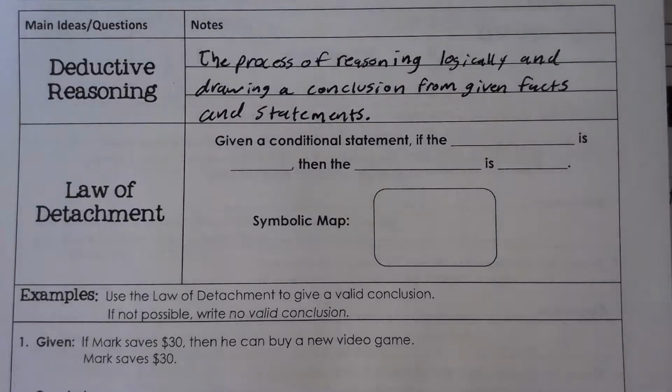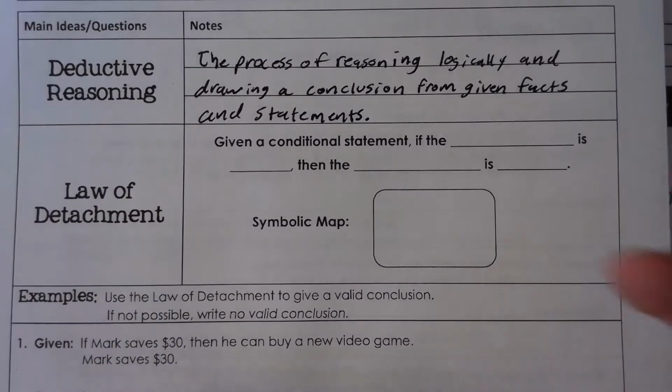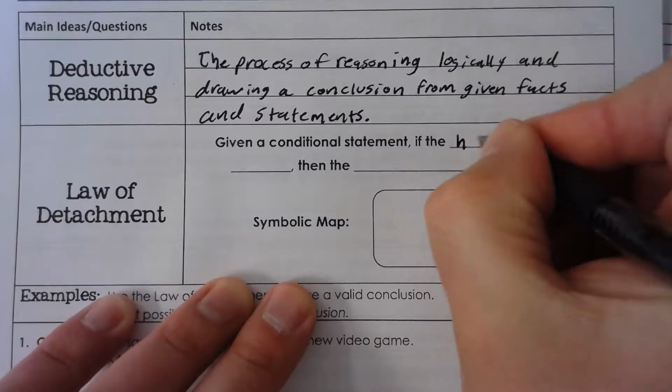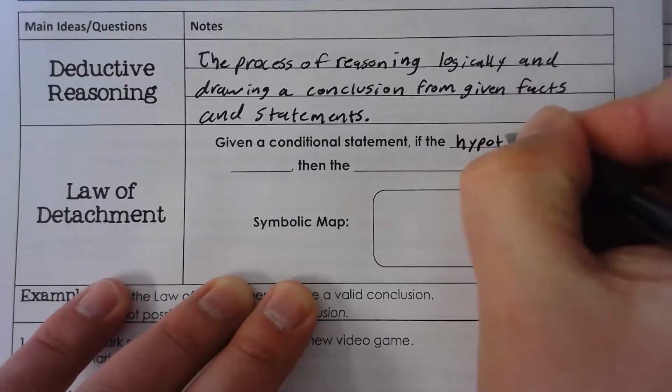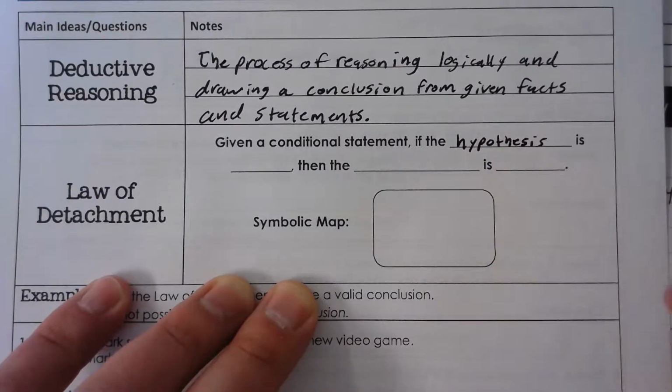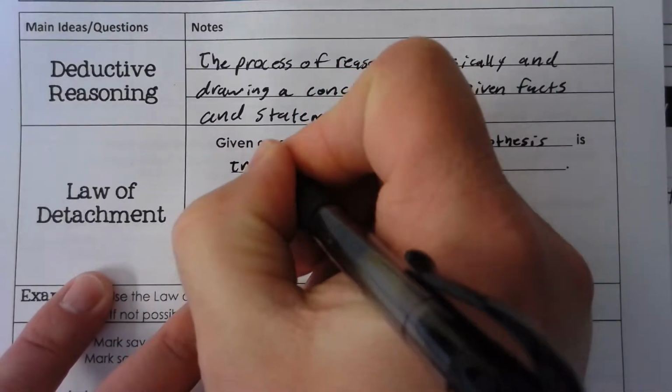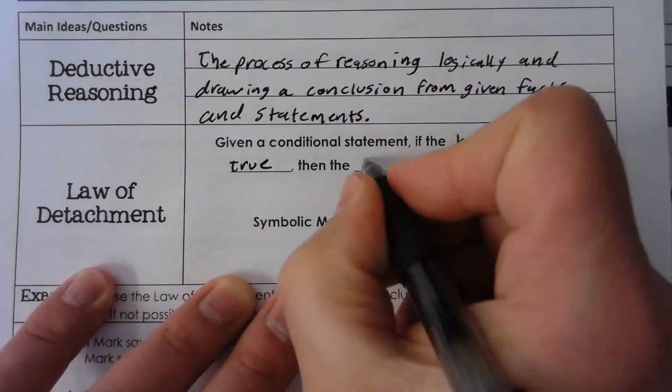So what is it? We've got two things we're going to talk about, the law of detachment and the law of syllogism, and learn how to use these things. They apply when we're given conditional statements. A conditional statement is if P then Q, correct? So if the hypothesis is true, then the conclusion is true.